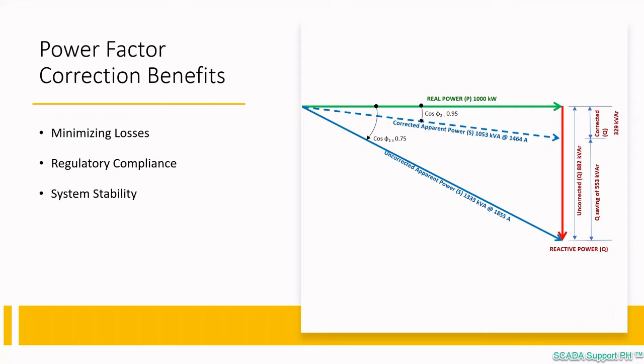Power factor correction helps to stabilize the grid by reducing voltage drops and other power quality issues that can occur when reactive power is not managed properly. This is especially important in larger PV power plants that can have a significant impact on the overall stability of the grid.